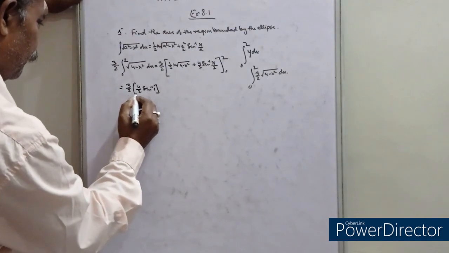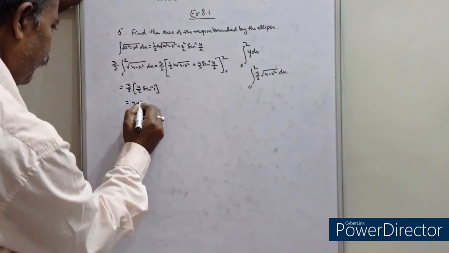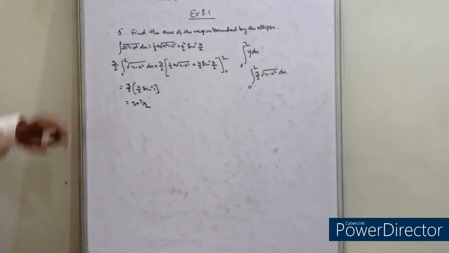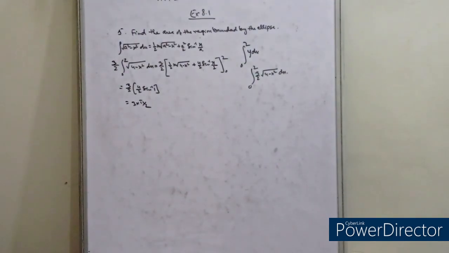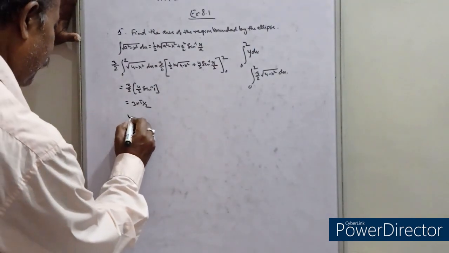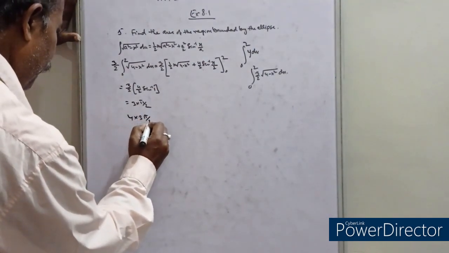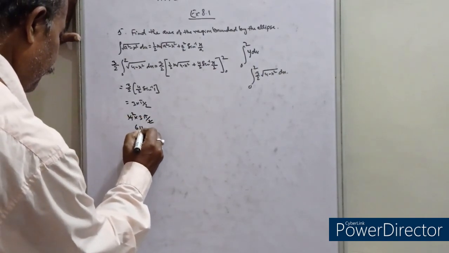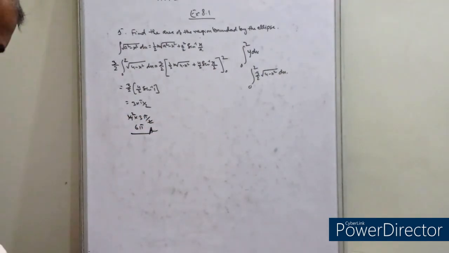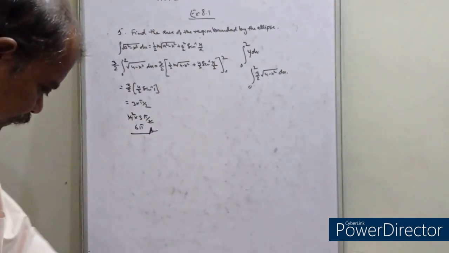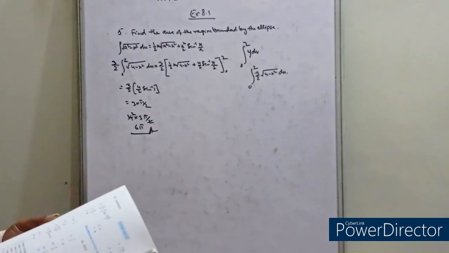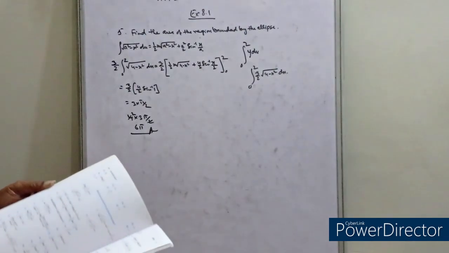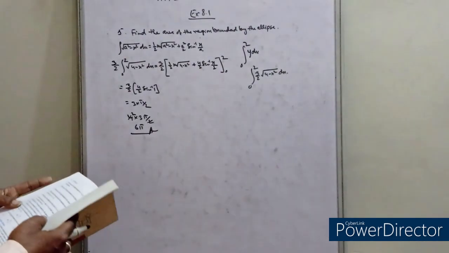So this is 3 pi by 2. Now it is a symmetrical figure, so I will multiply the area with 4: 3 pi by 2 into 4, that is equal to 6 pi, is your answer. So let me check the answer. What is your answer? That is question number 5, exercise 8.1, question number 5, this is 6 pi, your answer is correct.